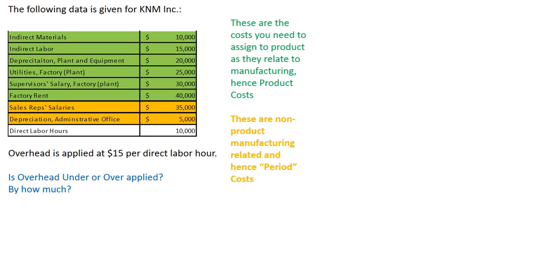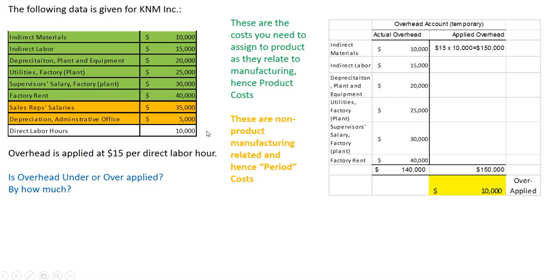Now, in the problem, we are told that the overhead applied is $15 per direct labor hour, and we are also given the direct labor hours right here. So our overhead application rate, the predetermined overhead rate, is $15, and the direct labor hours total activity base in this case is 10,000. Now let's take a look at the overhead account, the temporary account that we need to close at the end of the year.